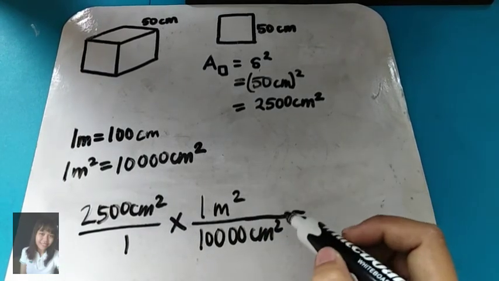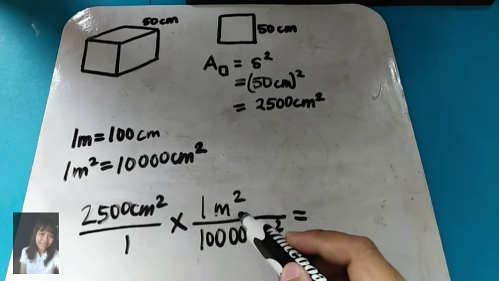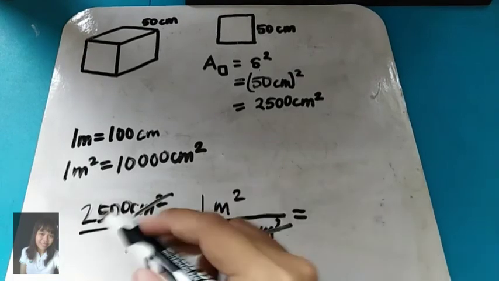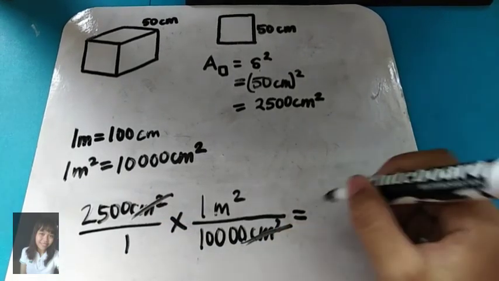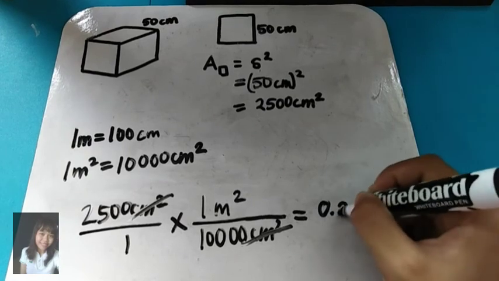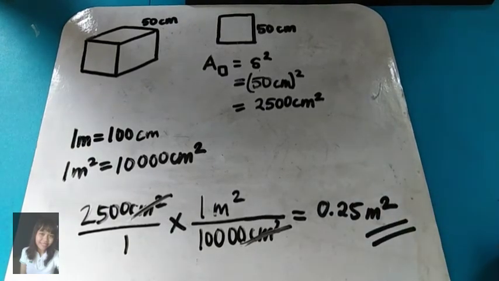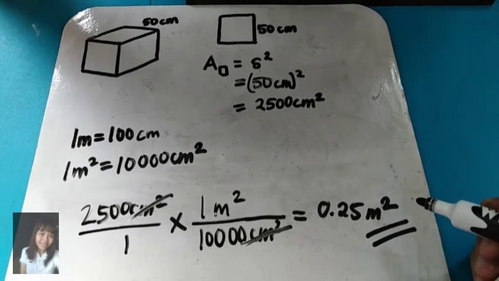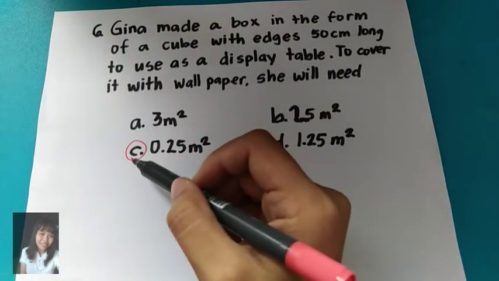Since we want to cancel out the centimeters squared unit in order to retain the meters squared unit, this is what it looks like. So cancel this unit, and 2,500 divided by 10,000 is equal to 0.25 meters squared. Hence, Gina will be needing 0.25 meters squared of wallpaper in order to cover the box that she formed. Therefore, our answer for problem number 6 is letter C.